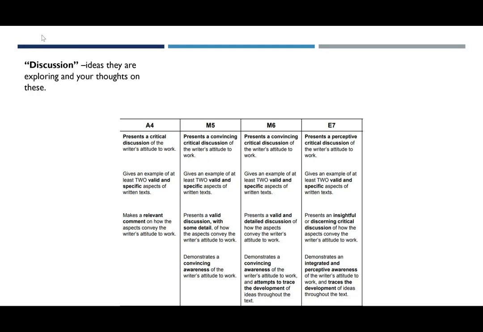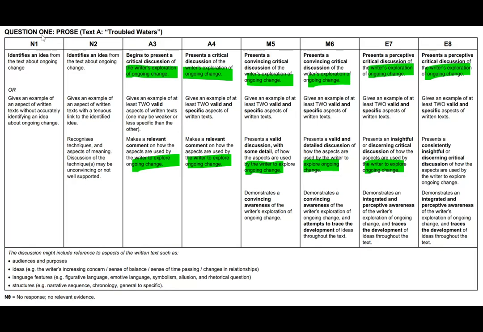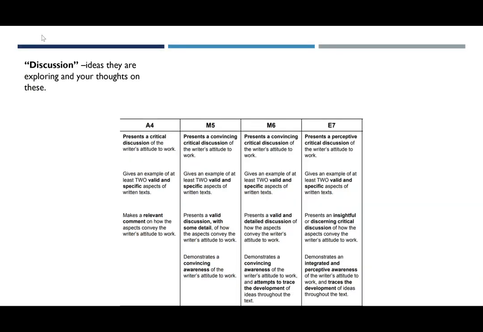So the first part that you need to have is a discussion. So this means that however well you do the discussion determines your grade. So your discussion is your ideas and the ideas of the text and how you're exploring them. So if you look at that one there, it's a discussion on the aspects specified in the question. So in that question, the specified thing that you were asked to discuss was the ongoing change. So your grade depends on how well you respond to that part of the question. So that's through that use of keywords.